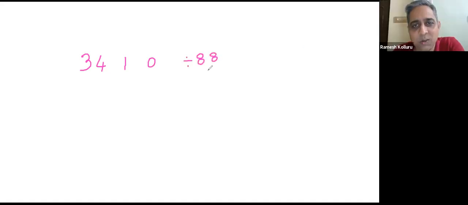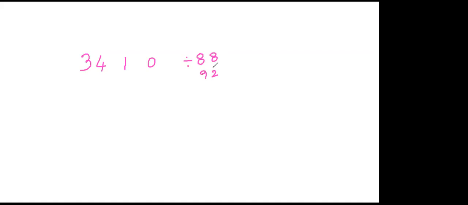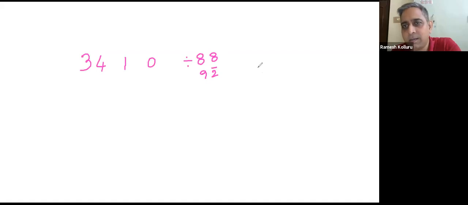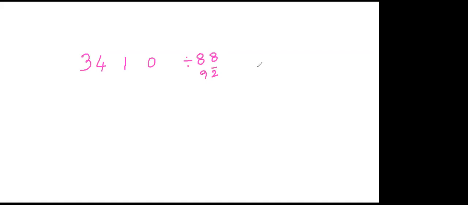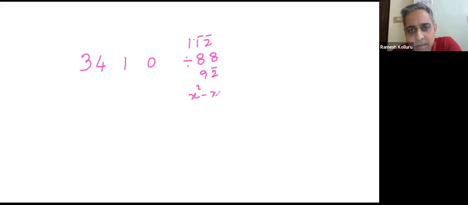Yeah, 3410 divided by 88. So we take it as 9. No, hang on, sir. I'm just trying to understand the algebraic logic behind this. If I take 88 as 100 minus 12, which is x square minus x minus 2, correct, so the algebraic logic works.